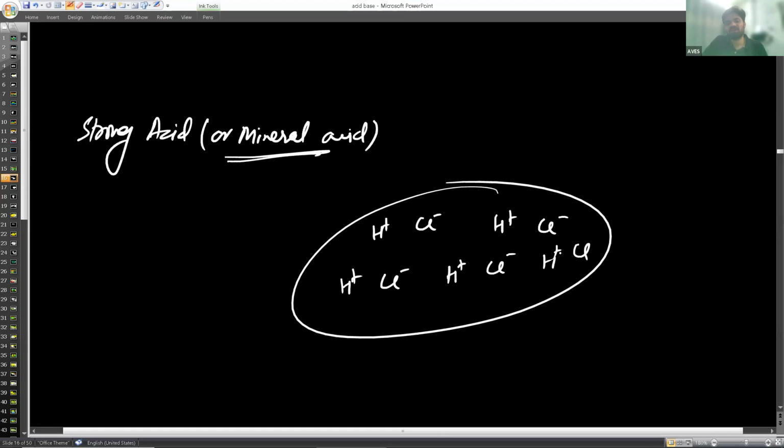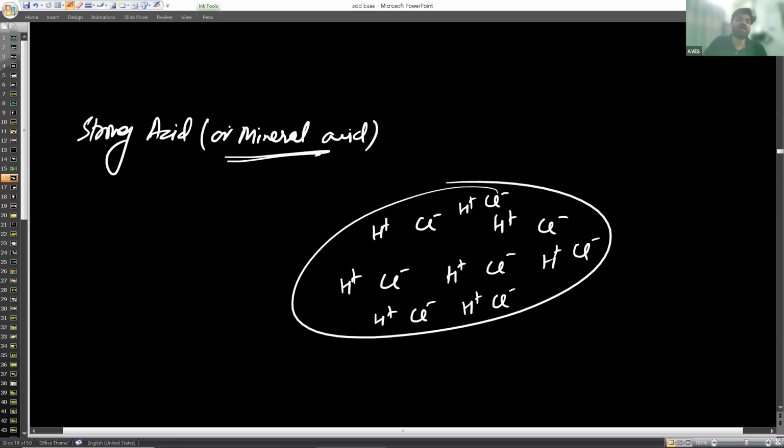Okay, H positive and Cl minus ion. So they all are dissociating their H plus ions. That's why they will be considered as acids. It is a strong acid.